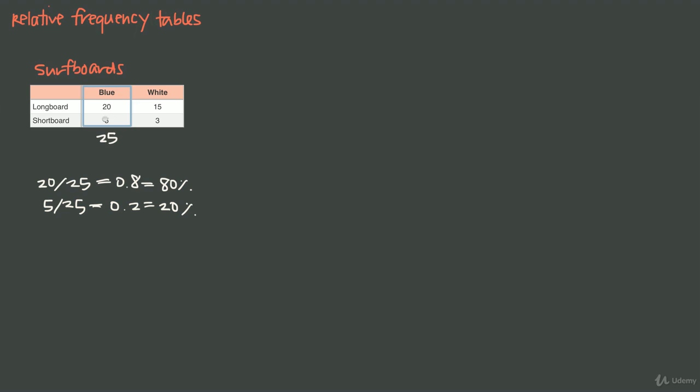What this tells us is that 80% of all the blue surfboards are longboards, and 20% of all the blue surfboards are shortboards. Now we could do the same calculation for the white surfboards, so this time ignoring the blue column and just looking at the white column here. If we add the total together, we have 15 longboards, 3 shortboards that are in the color white. 15 plus 3 is 18. So we have 18 total white surfboards.